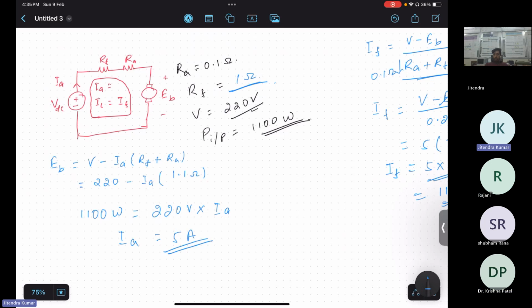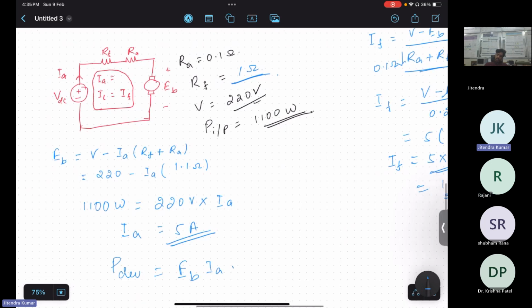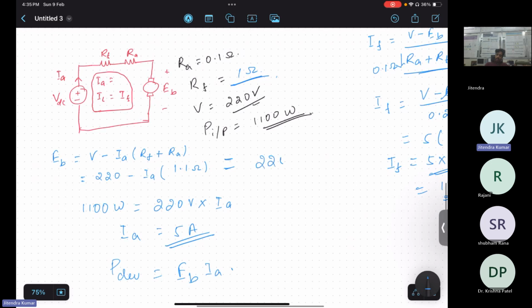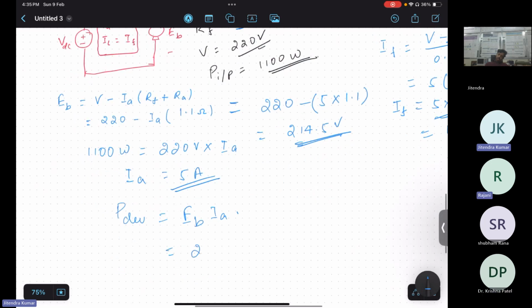Okay, so now let us move ahead with the calculation of developed power. So how much is the developed power? EB into IA. Have you calculated EB? So EB is equal to 220 minus IA, which we have calculated as 5 amperes, into 1.1, so 5.5. So that will be 214.5 volt. 214.5. IA.